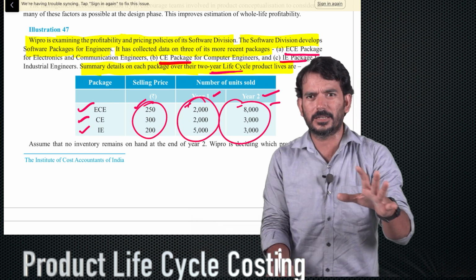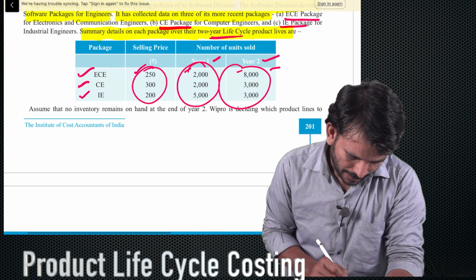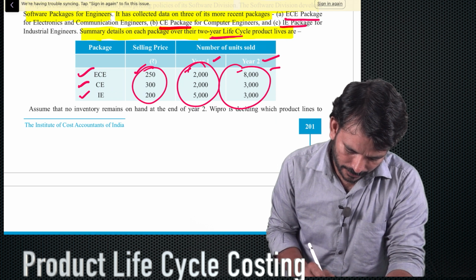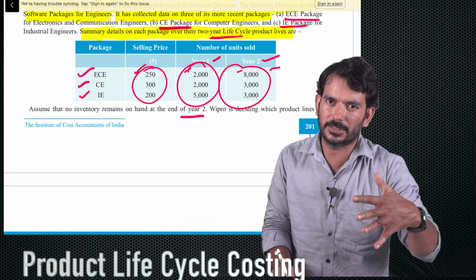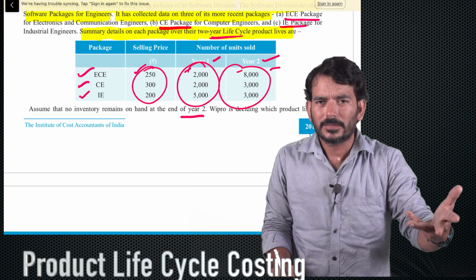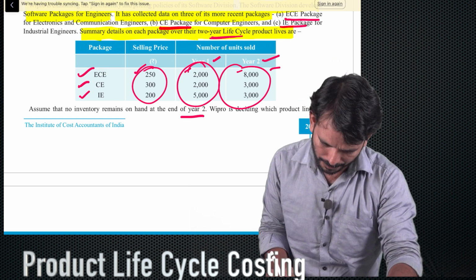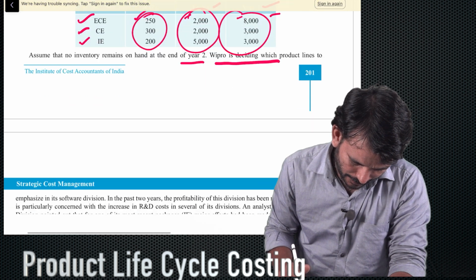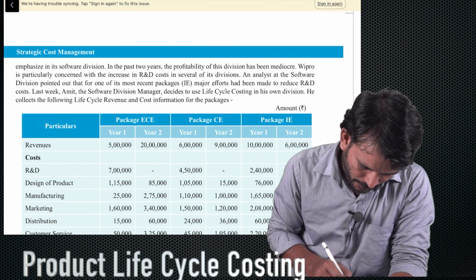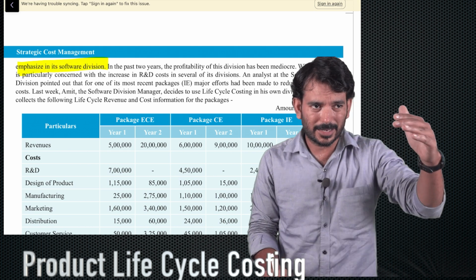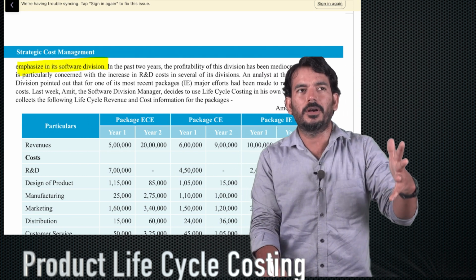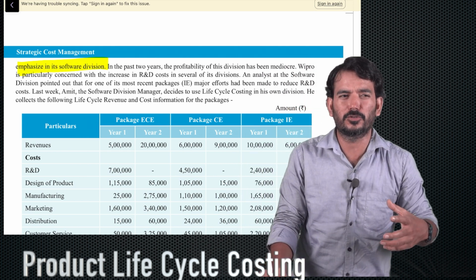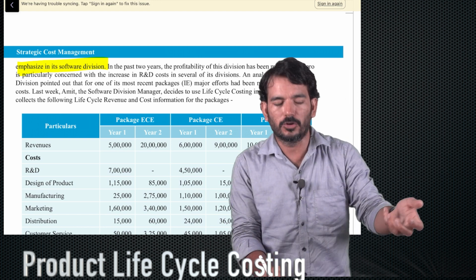This is very basic costing, but now comes the main point. Assume that no inventory remains on hand at the end of year 2. So which means that whatever units they develop, they'll be selling in the market. So there is nothing like closing stock. Wipro is deciding which product lines to emphasize in its software division. So because the company has 3 different softwares, they want to understand which of the product lines is more profitable, so that they can emphasize more and get more profits.